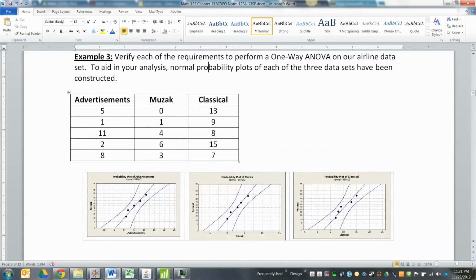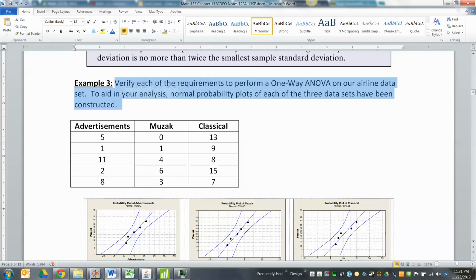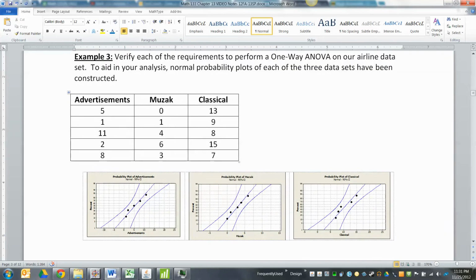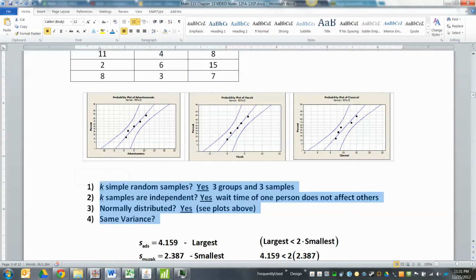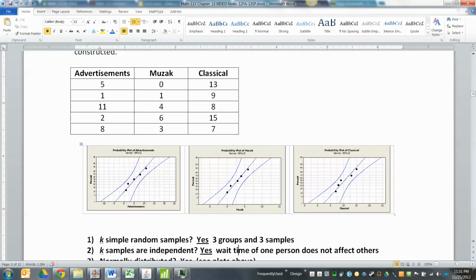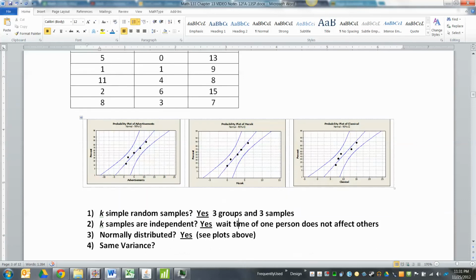All right, so step 1. We're going to verify for our Muzak adds and classical that everything that we need to run an ANOVA is verified. So here's our data. I made normal probability plots right there. So step 1, do you have k simple random samples? Yes. We've got 3 groups, adds, Muzak, and classical, and we had 3 samples, one from each of those groups. Check. Were they independent? Absolutely, right?